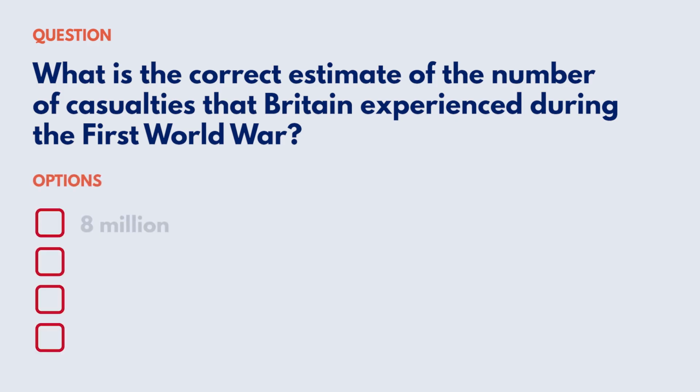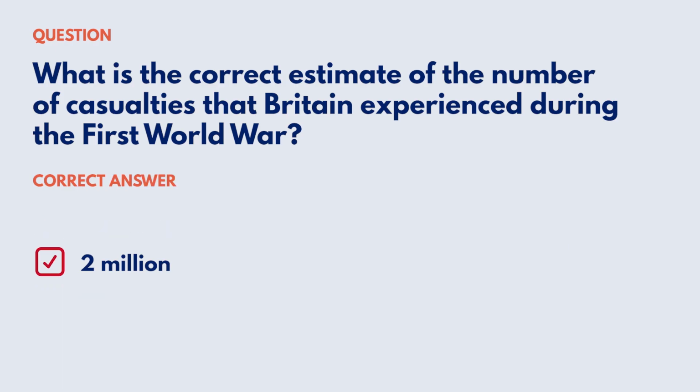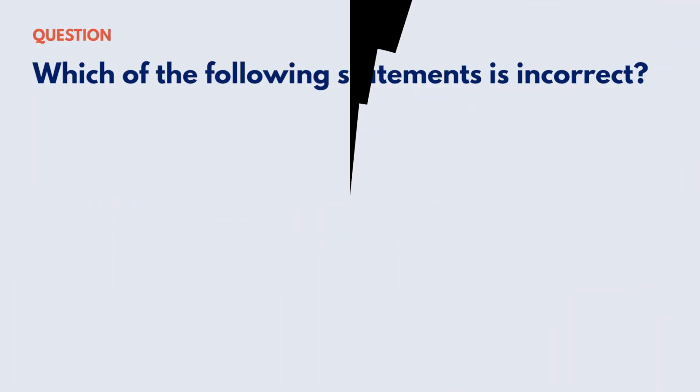What is the correct estimate of the number of casualties that Britain experienced during the First World War? 8 million, 2 million, 10 million, 500,000. Correct answer, 2 million.